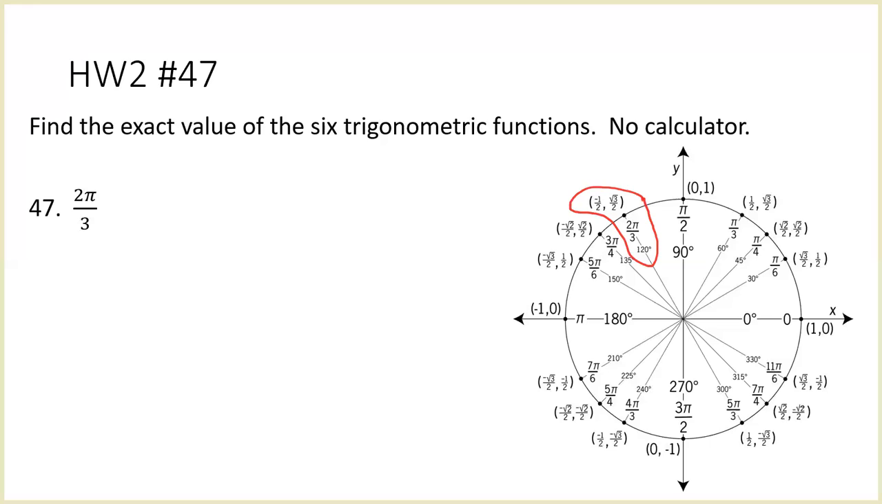So 2 of the 6 are given to you immediately. So let's start off with cosine. So the cosine of 2 pi over 3 is your x value, which is -1/2. And let's do its sister, which is the secant. Secant is the reciprocal of -1/2, which is just -2/1, or just -2.